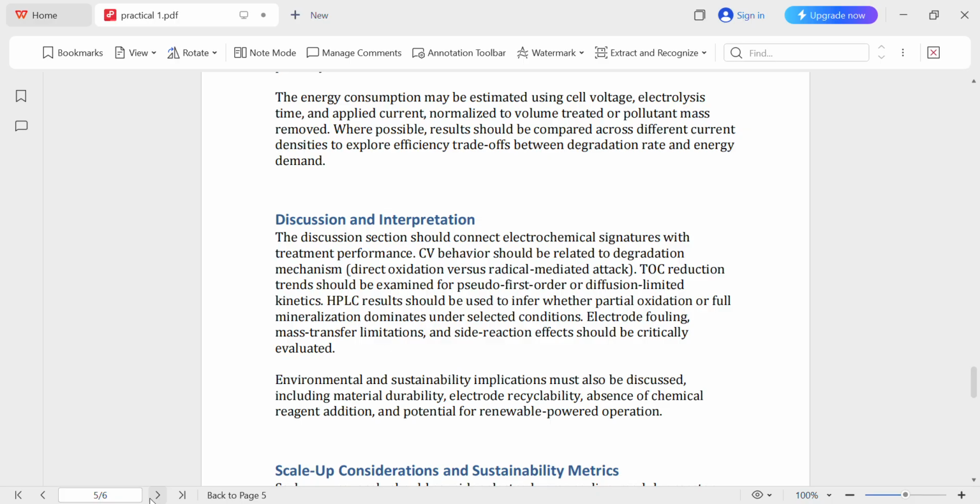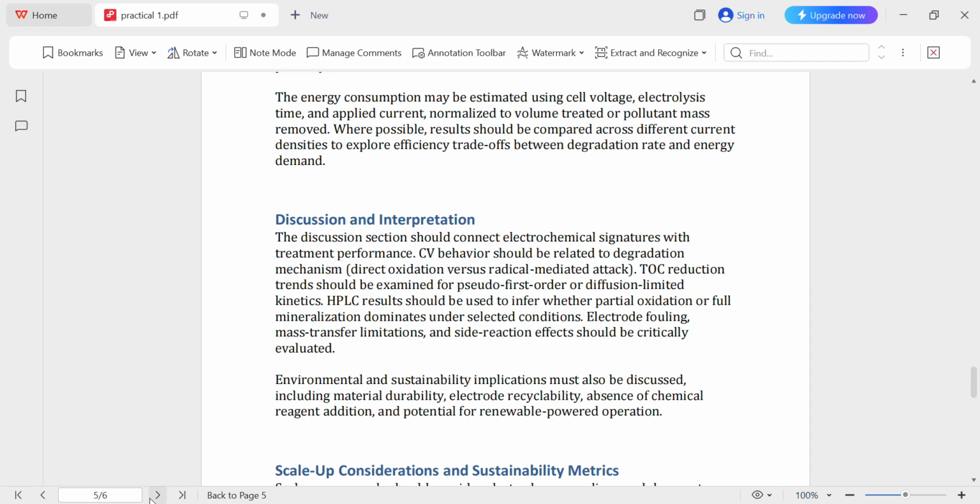HPLC results should be used to infer whether partial oxidation or full mineralization dominates under the selected conditions. This means using the HPLC graph to see if the pollutant is partially oxidized, being broken into intermediate products, or fully mineralized, completely turned into water, carbon dioxide, and harmless substances.